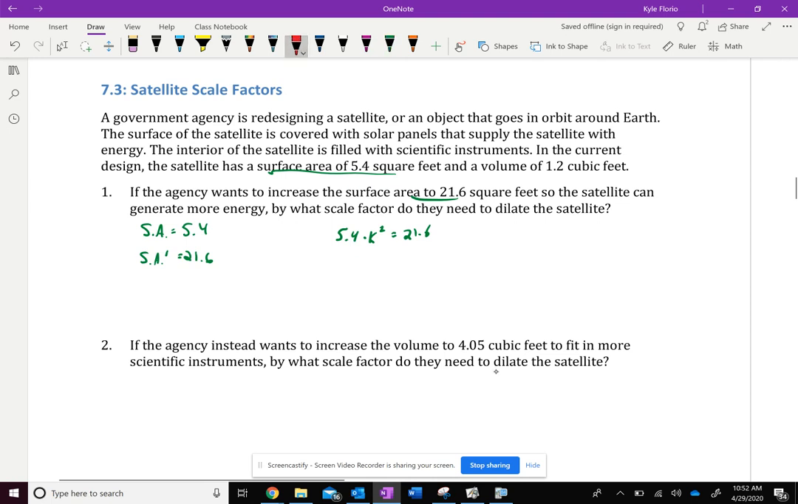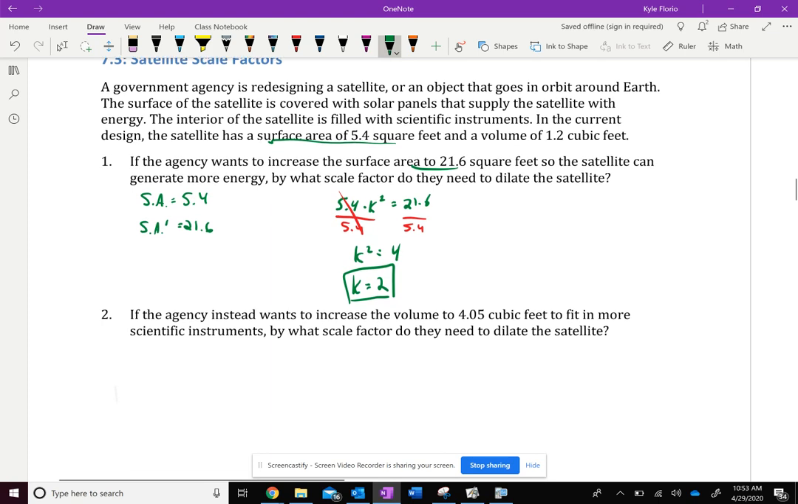So if I want to solve for k, I'm going to divide both sides by 5.4. And when I do that, I'm going to get k squared equals, let's see, 21.6 divided by 5.4 is 4. So if k squared equals 4, k has to be 2. So the scale factor would be 2. If the scale factor is 2, then the surface area of the satellite will be 21.6. And the bigger the satellite, the more surface area we have, the more energy we can take because it's covered with solar panels.